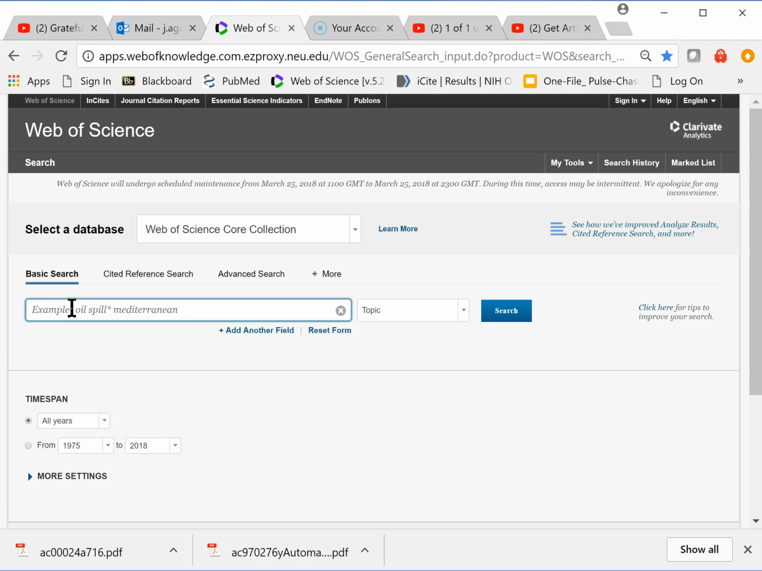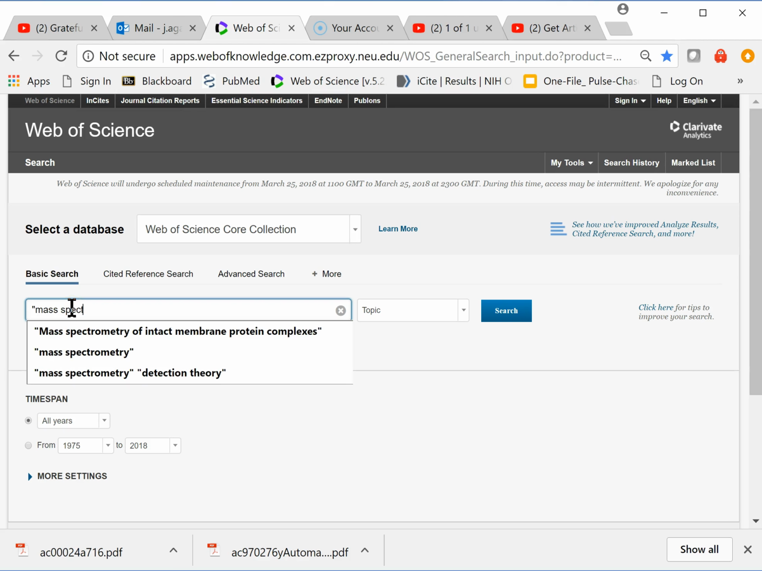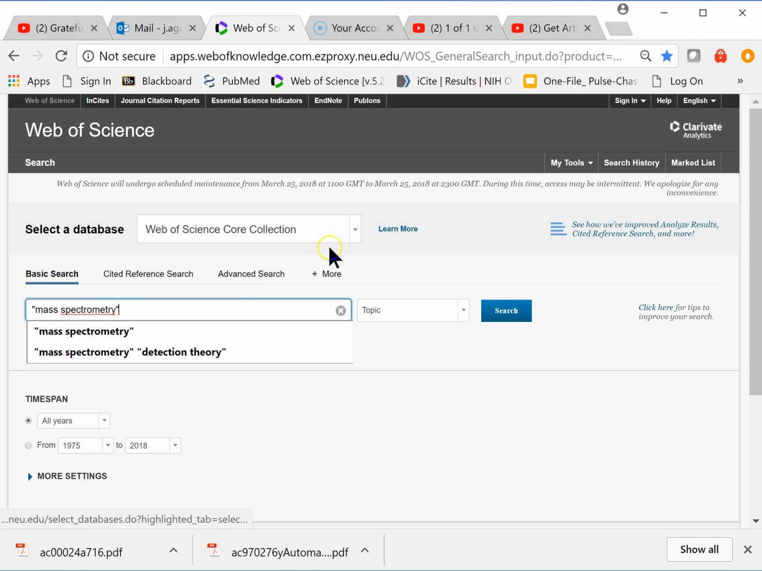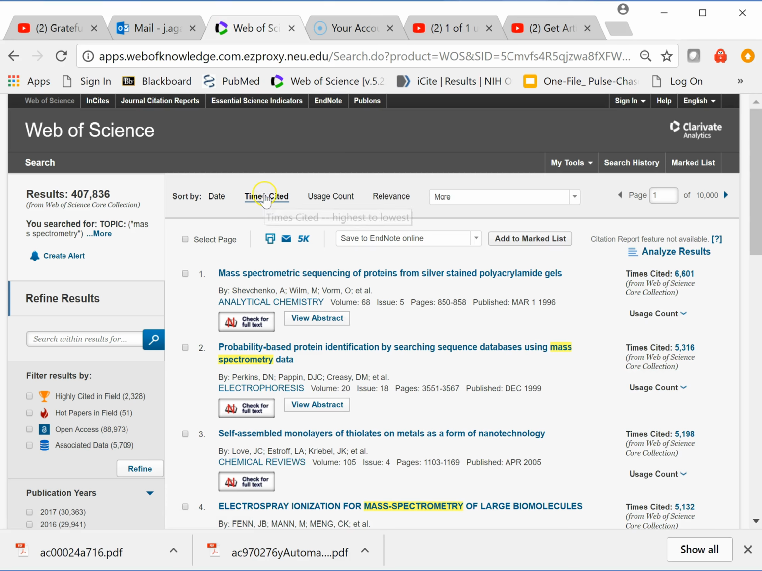So let's say we were interested in mass spectrometry. I'm going to put it in quotes here because you need to be explicit in these searches, and it's only going to search mass spectrometry, but not mass or spectrometry in the topic. And let's search and see who the most influential people are. Remember, go by time cited, and look at this: mass spectrometry sequencing of proteins from silver-stained polyacrylamide gels.